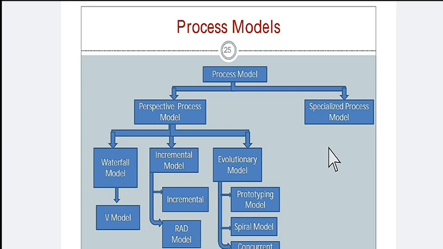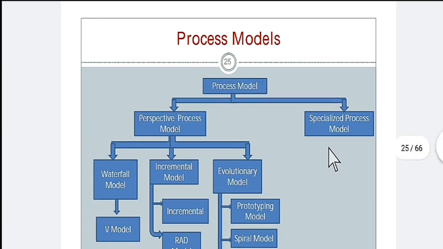So we are going to discuss the process models that are used in the software development process. Okay, so what is a process model? The process model is nothing but a predefined model that is used to design any software. So for designing any software, at that time we have to select one of these models.